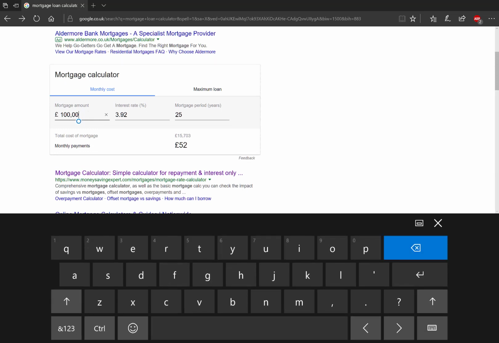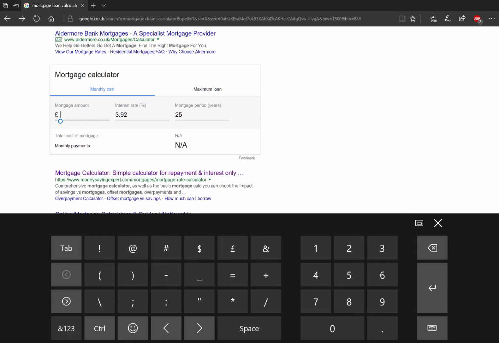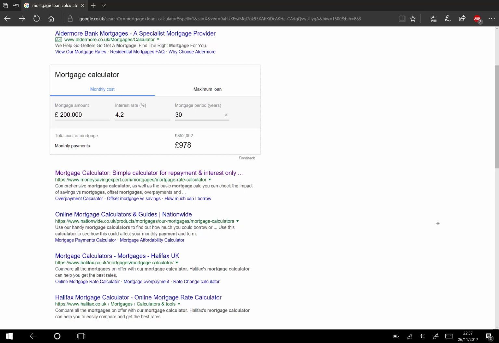Put in the amount. We wanted a mortgage loan of £200,000, at a 4.2% interest rate, and we wanted a 30-year mortgage. So there you go, £978. It's rounded to the nearest pound, so it's actually £978.03.